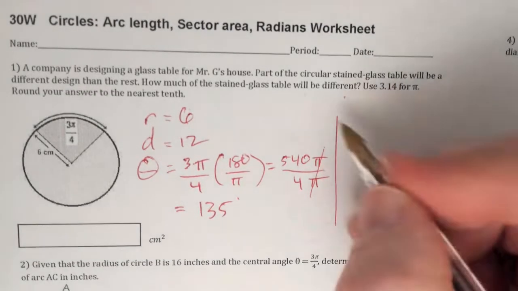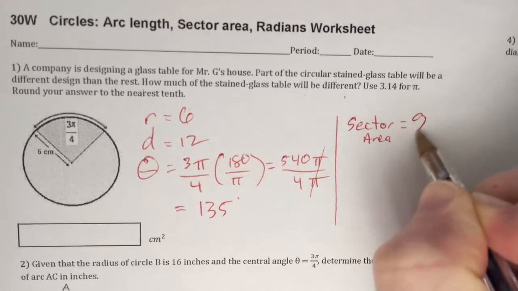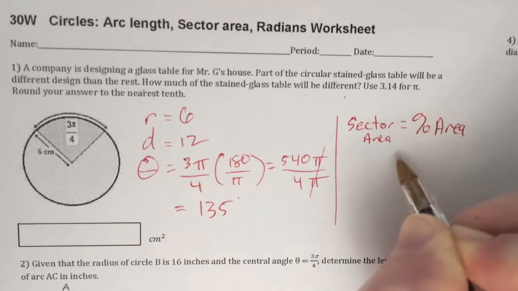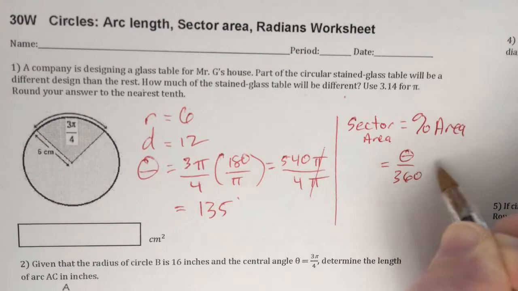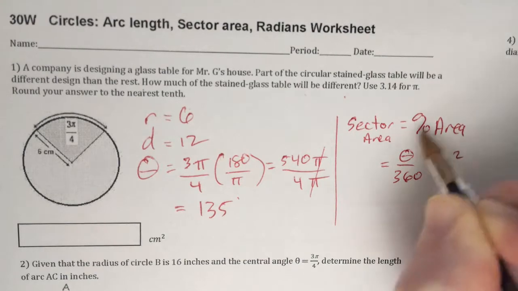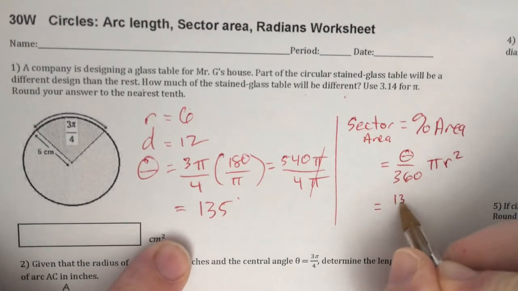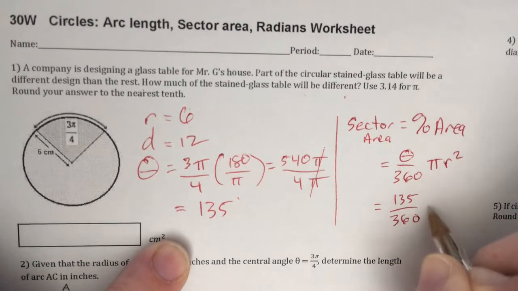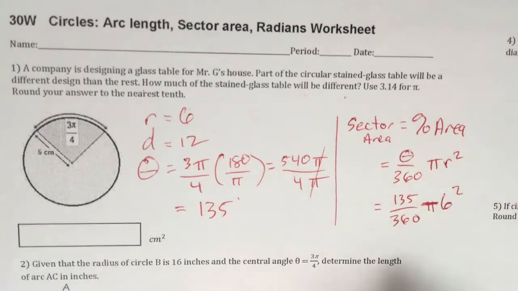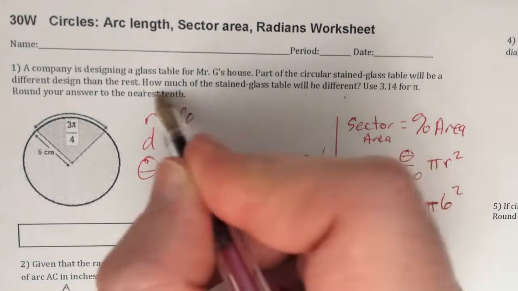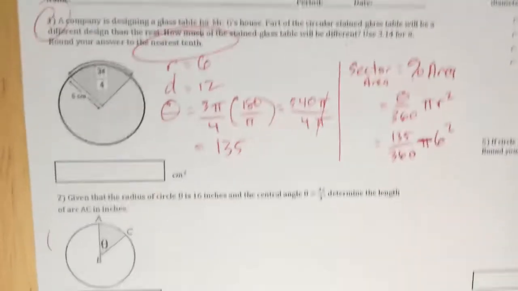Now that you have that, you can put it into the sector area. Sector area is equal to a percentage of the area. That is the angle over 360 times pi r squared. So it's percentage times the area. So the angle is 135 over 360 times pi times 6 squared. And all you have to do now is type that into the calculator and round to the nearest tenth, and it's your job to finish that off. Sweet.